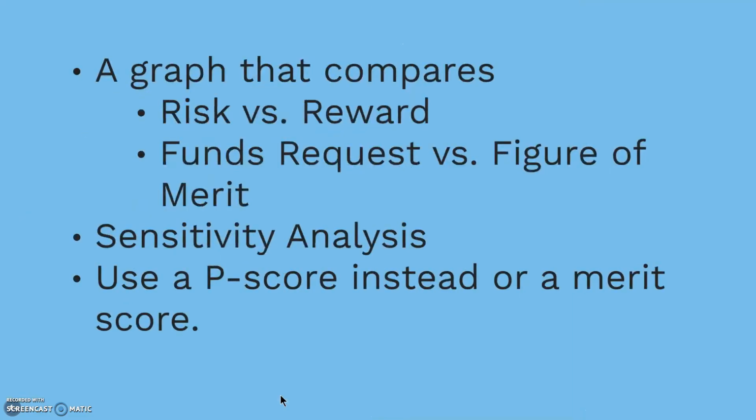So these are possible improvements, as I was talking about in the previous slide. Maybe a risk versus reward graph that shows which proposal might be more beneficial to the company, and then the amount of funds requested against the figure of merit. Therefore, if they're requesting high funds, how beneficial is it to the company? Sensitivity analysis will make it more accurate, and then maybe you can use a P-score instead of a merit score to also improve the accuracy.